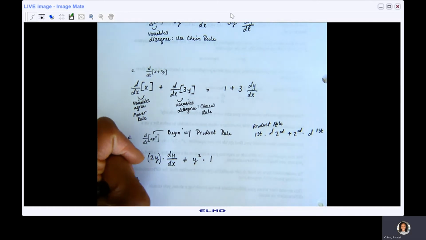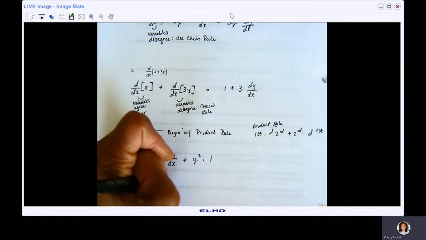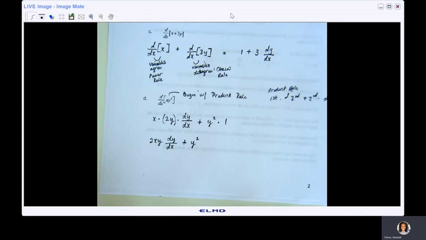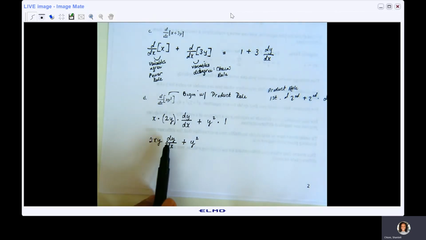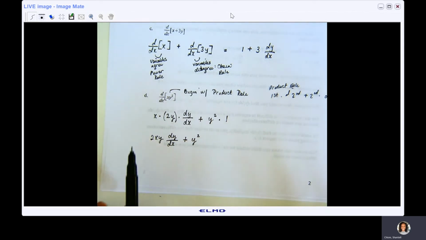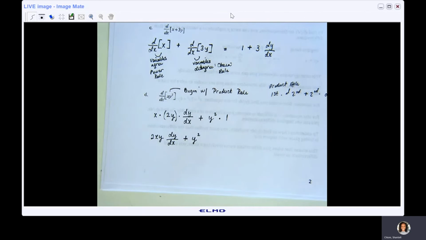Alright, cleaning that up a bit, we got 2xy dy dx plus y squared. If you wanted to simplify it, the only thing I could see us doing is backing out a y, but there's no reason to, not right now, anyway. Eventually, we might want to solve it for dy over dx, but that's another day. That's a later problem. Right now, we're just finding that derivative. Okay?